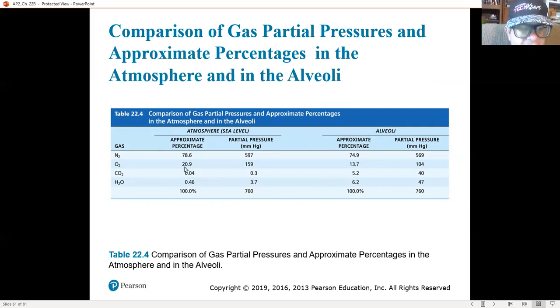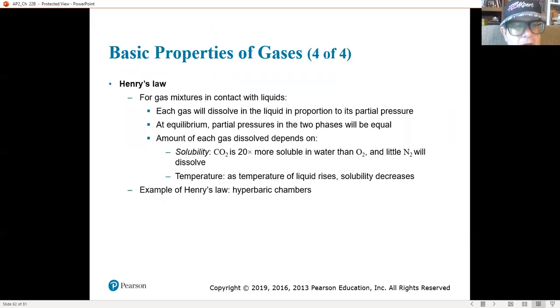Oxygen in the air, normal air, it's going to be 20.9%. It's down to 13.7. Why? Because we are pulling oxygen out of that air to chuck into the blood. Okay.